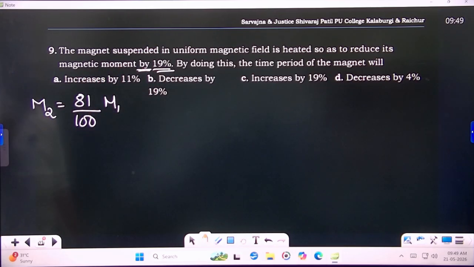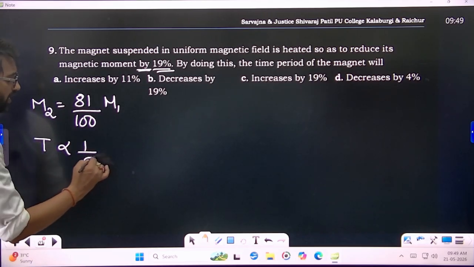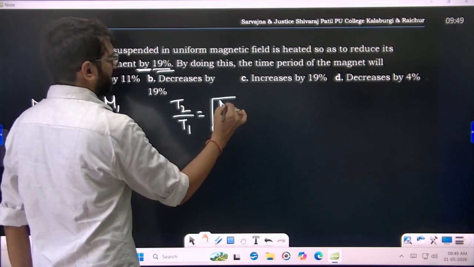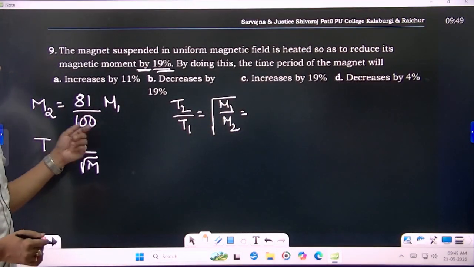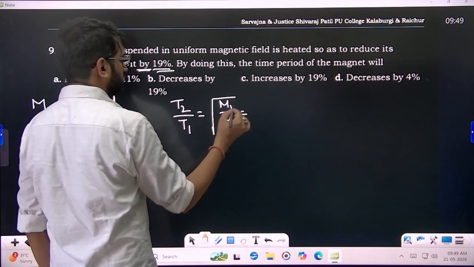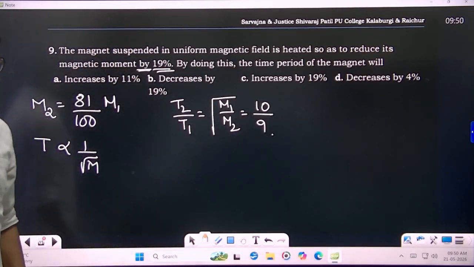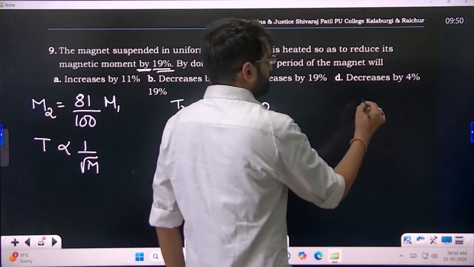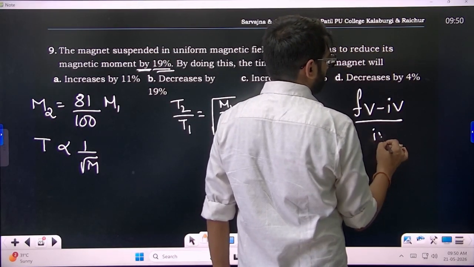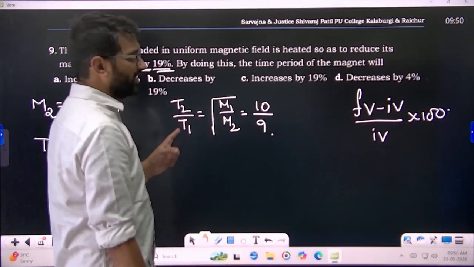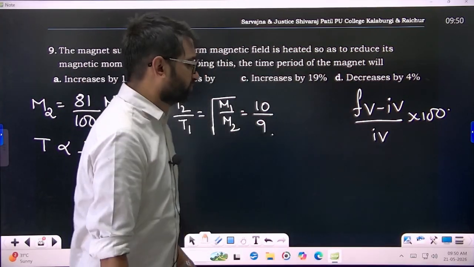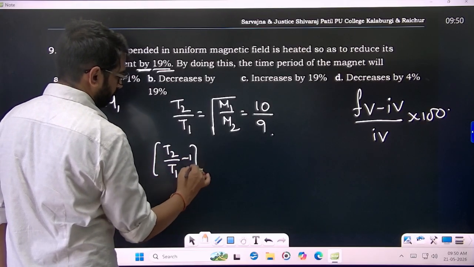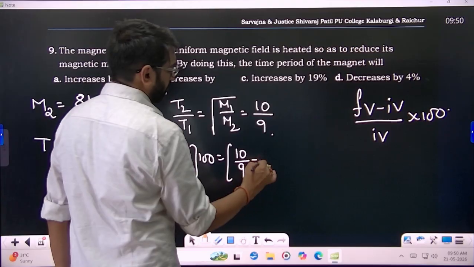See, these are the options. So same again, time period is inversely proportional to the square root of magnetic moment. Therefore, T2 by T1 is equal to under root M1 by M2, which is 100 by 81 under root, which is 10 by 9. Now he is not asking the final time period, he is asking the percentage increase or decrease. Always remember, percentage change is final value minus initial value divided by initial value into 100. But here you got final by initial. We need final minus initial by initial into 100. So just subtract 1 on both sides and multiply by 100 on both sides. So it is T2 by T1 minus 1 into 100 is equal to 10 by 9 minus 1 into 100.